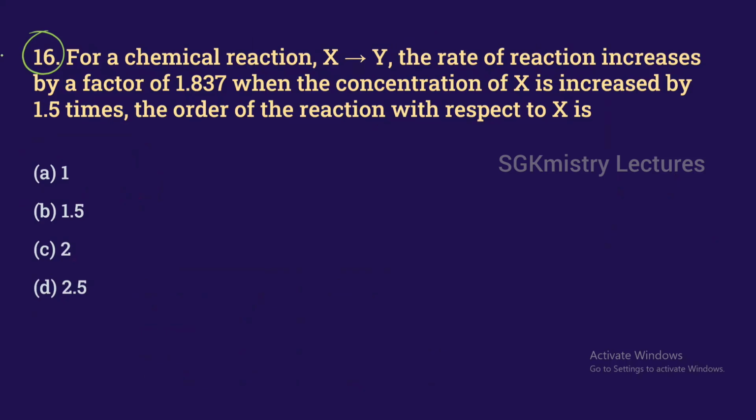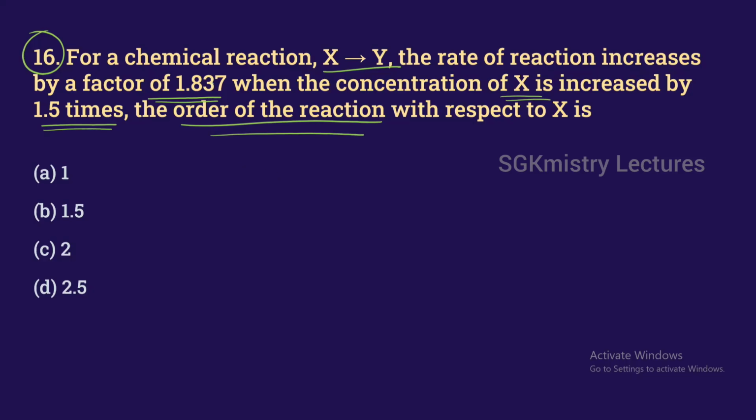Yes. Now what does it say? For a chemical reaction, X gives Y, the rate of reaction increases by a factor of 1.837 when the concentration of X is increased by 1.5 times. Okay. So now you look at the question, the order of the reaction with respect to X. So this is what you need to find out.